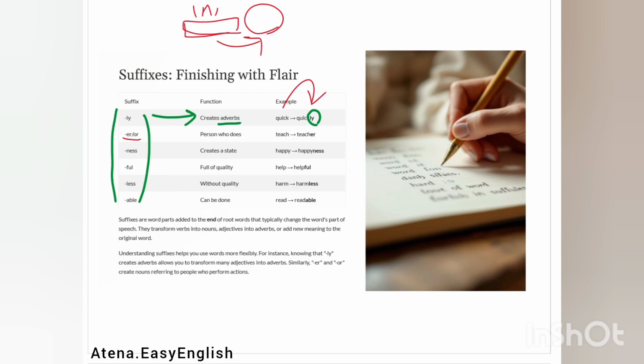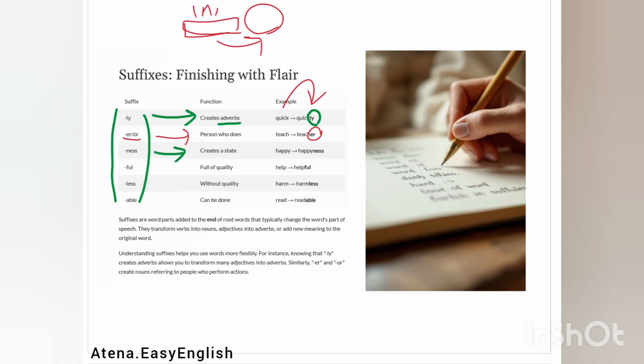Look at the next one, er or or. The suffix er or or talks about the person who does something. Look at here, teach, teacher. Translate, translator. Work, worker. So here again, it's another suffix.